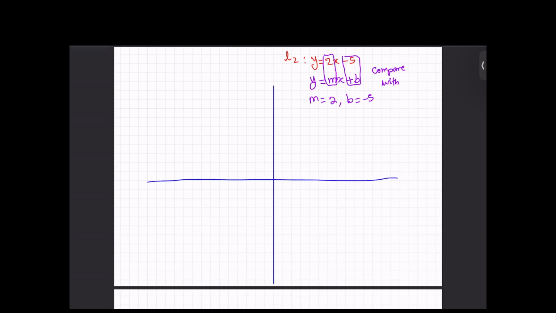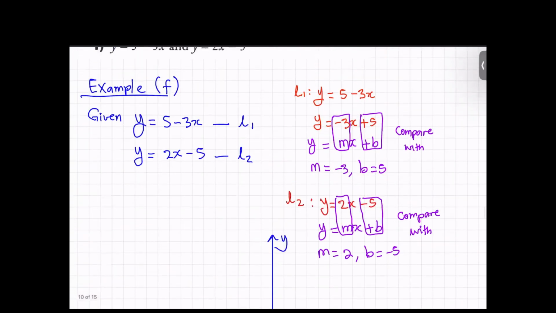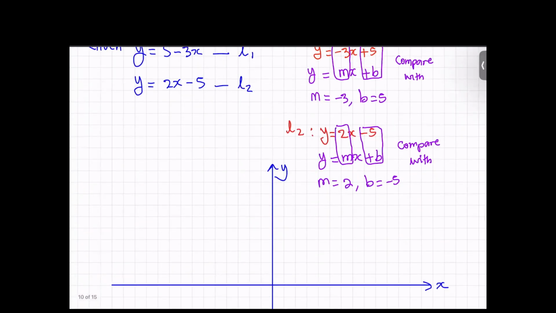Okay, so now we go ahead and do line 1. Let's start with the b, which is the y-intercept. The y-intercept of line 1 is 5. So 1, 2, 3, 4, 5. Here is your 5. From this 5, the slope is negative 3, which means the rise is negative 3, and the run is 1.